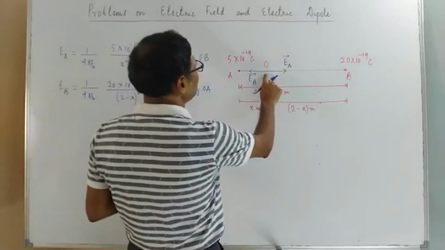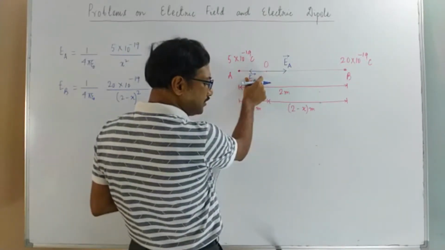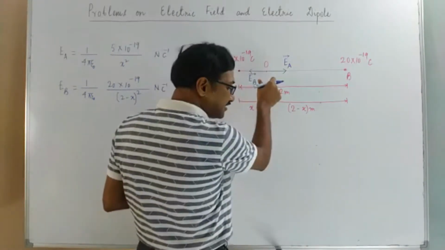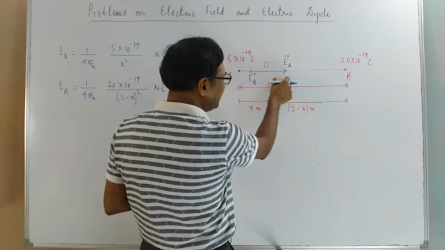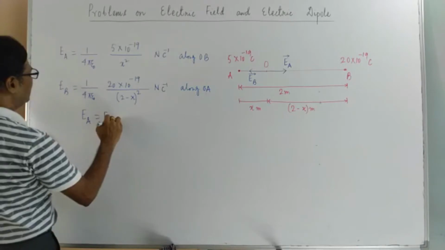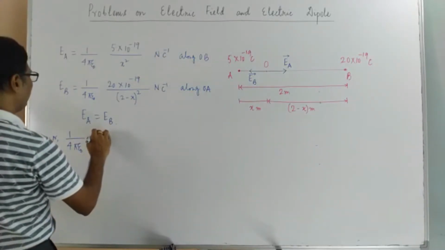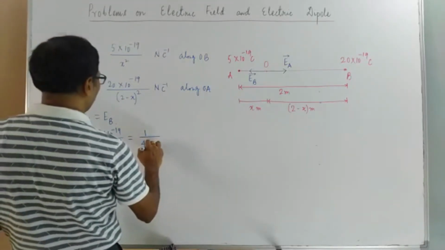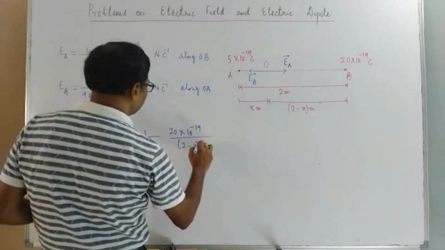So in order for the electric field to be 0 at point O, the magnitude of EA must be equal to the magnitude of EB, so that they can cancel each other. They are already acting in opposite directions. So these two electric fields must be equal and opposite. So you have EA is equal to EB. Now you substitute the values. 1 by 4 pi epsilon 0, 5 into 10 to the power minus 19 divided by x square, that is equal to 1 by 4 pi epsilon 0, 20 into 10 to the power minus 19 divided by 2 minus x whole square.